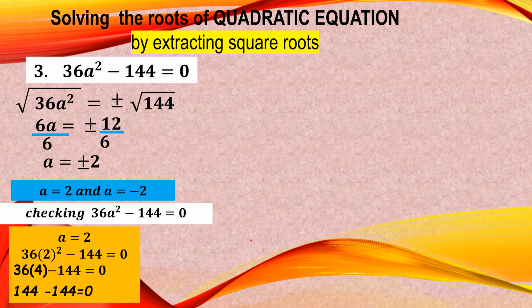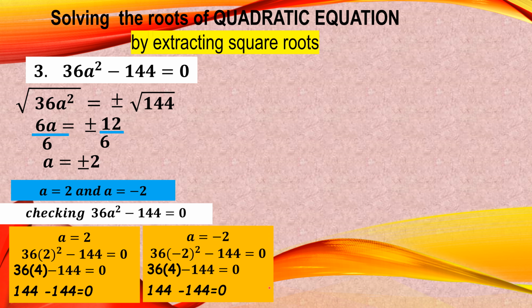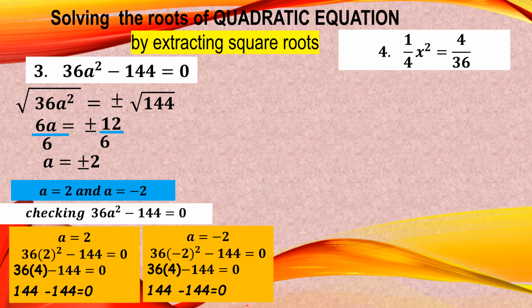Checking using the positive 2: 36 times 2 squared minus 144, they are equal. And using the negative 2, same thing. The left side is 36 times 4 minus 144, therefore they are equal. Okay, let's proceed to number 4.